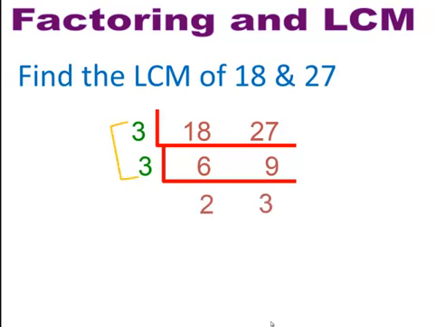I like to multiply the two side numbers together first, then the two bottom numbers, and then multiply the 9 by the 6. My least common multiple for 18 and 27 is 54. Both 18 and 27 can divide into 54, so this is my least common multiple.